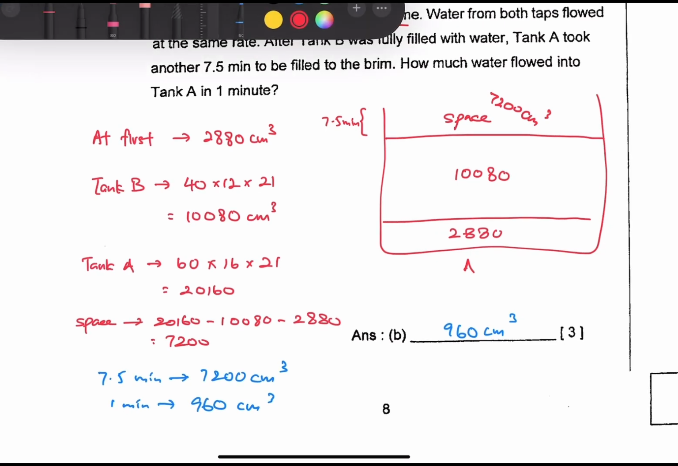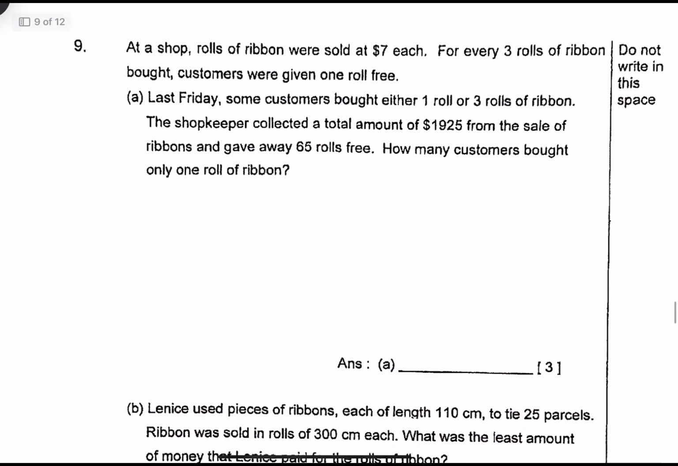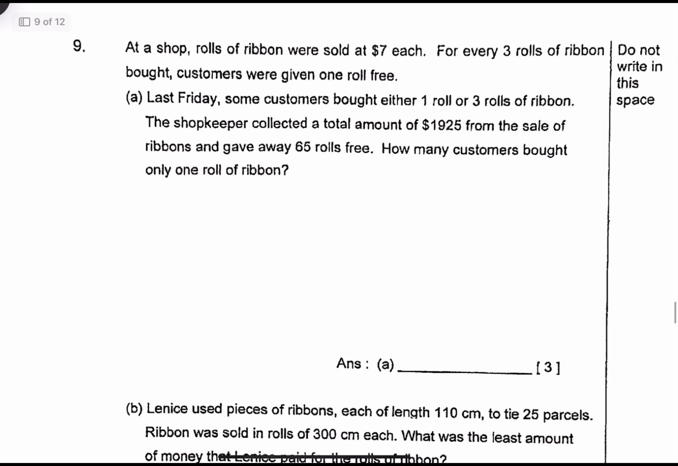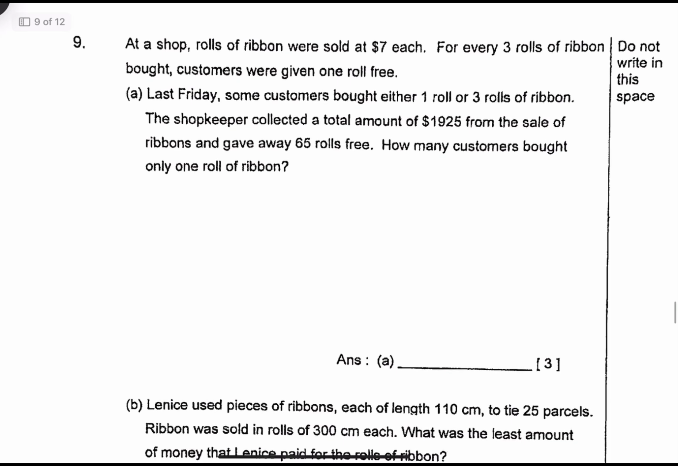Okay, let's go on to the last question. So at the shop, rolls of ribbon were sold at $7 each. For every 3 rolls of ribbon bought, customers were given 1 roll free. So it means buy 3, free 1. Okay, so there's 4. In other words, if I work out the money, 4 rolls is $21 because $7 each.